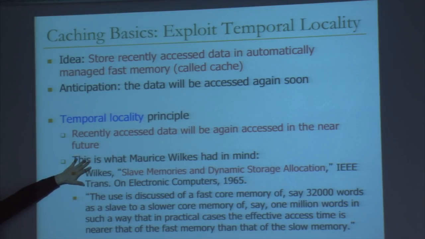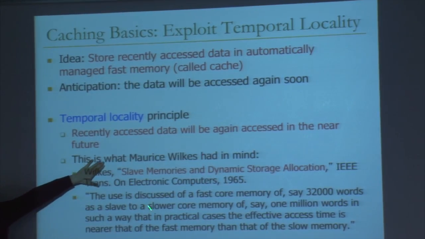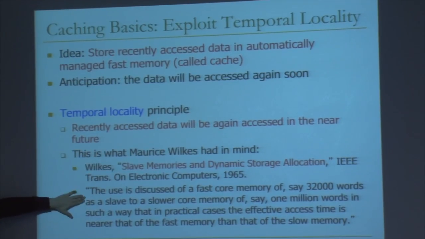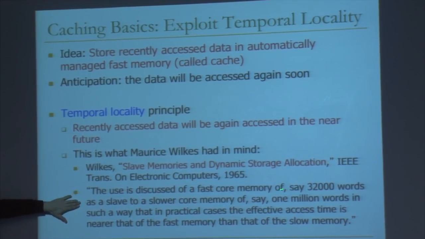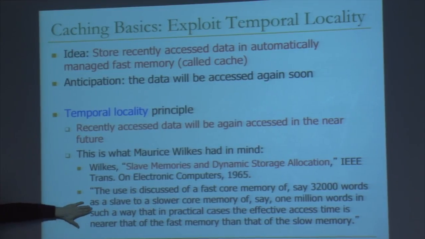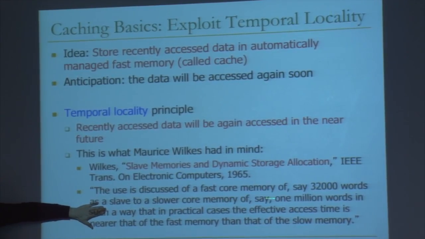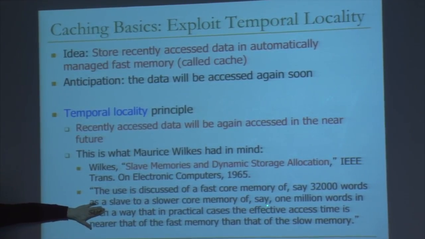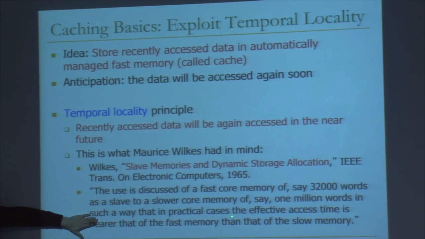And this is what Maurice Wilks had in mind when he proposed caching in this seminal paper. I'll read this over here. The use is discussed of a fast core memory of, say, 32,000 words as a slave to a slower core memory of, say, 1 million words. It's slower and bigger. In such a way that, in practical cases, the effective access time is nearer that of the fast memory than that of the slow memory. In practical cases, you will find the data in the smaller but faster memory because temporal locality exists.